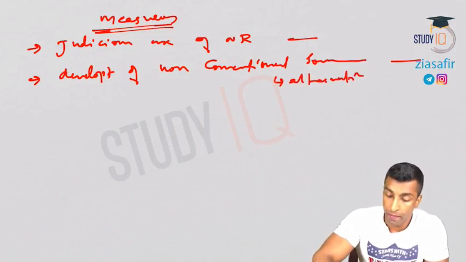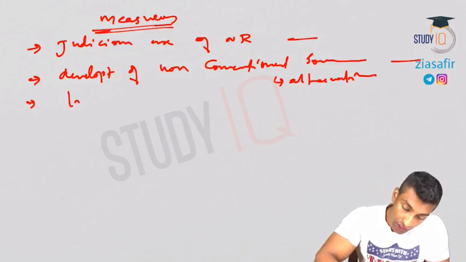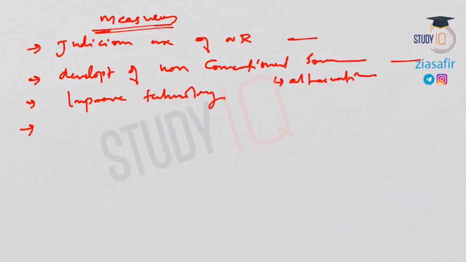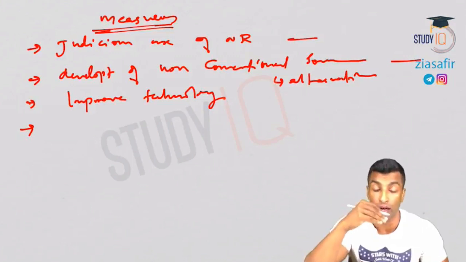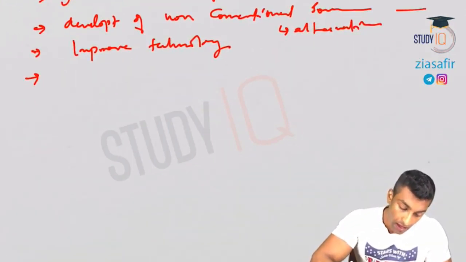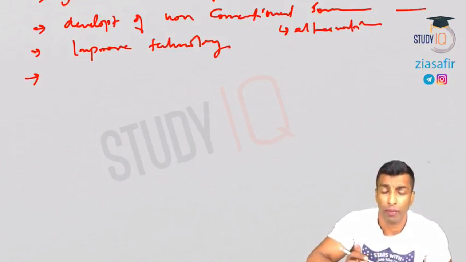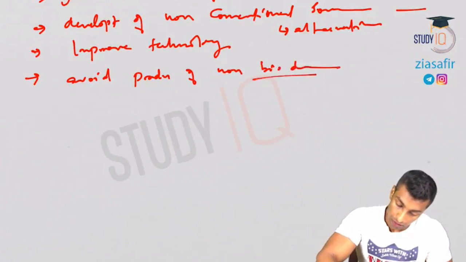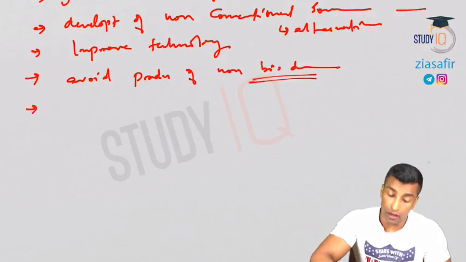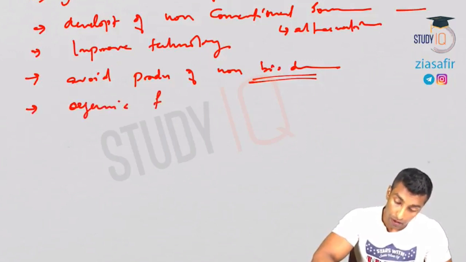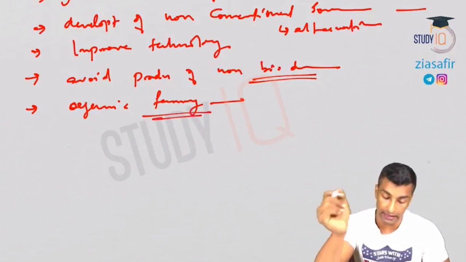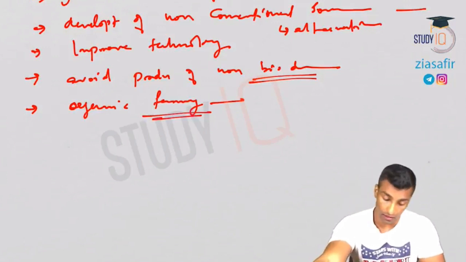You make the alternatives. Then improve technology, use the renewable energy also in limits. Okay, so not only non-renewable, renewable also. Avoid production of non-biodegradable items like plastics and all. Organic farming to be promoted. Use organic fertilizers, biopesticides, weedicides, etc. Cow dung, okay, all those things, manures, etc. you can use.